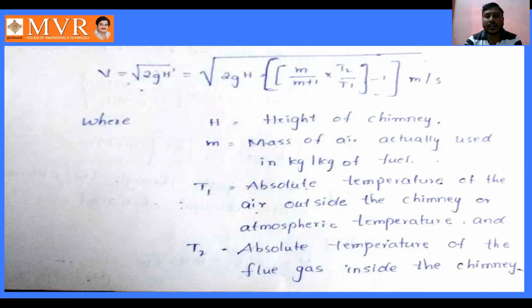See here, in the previous classes, we have studied about the draft, that there is some pressure difference inside the chimney as well as outside of the chimney. The pressure difference between the flue gases inside the chimney and the outside air pressure is nothing but the draft, which we have studied. Here T1 is the absolute temperature of air outside the chimney, and T2 is the absolute temperature of flue gas inside the chimney. Here we are taking the temperatures inside and outside of the chimney.